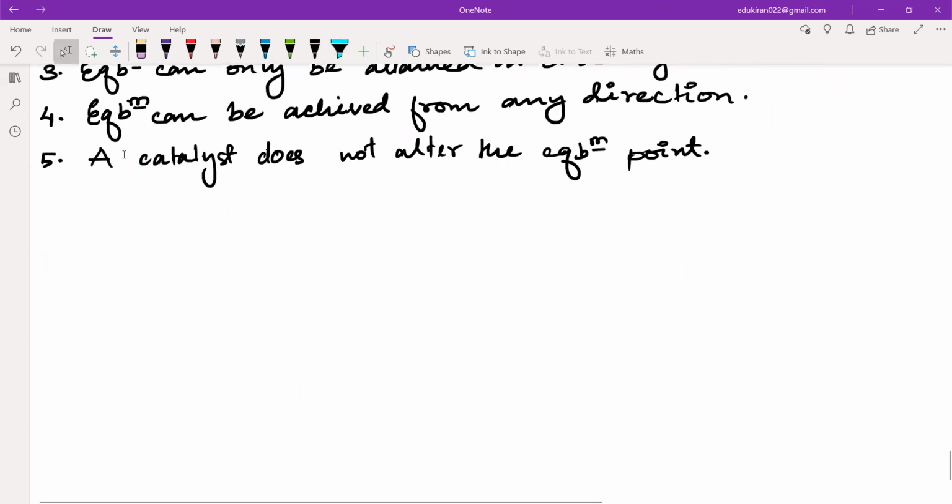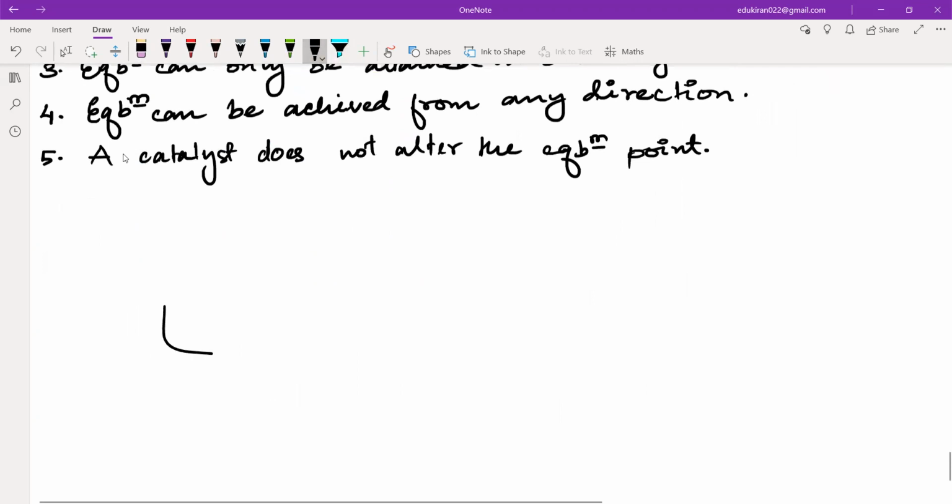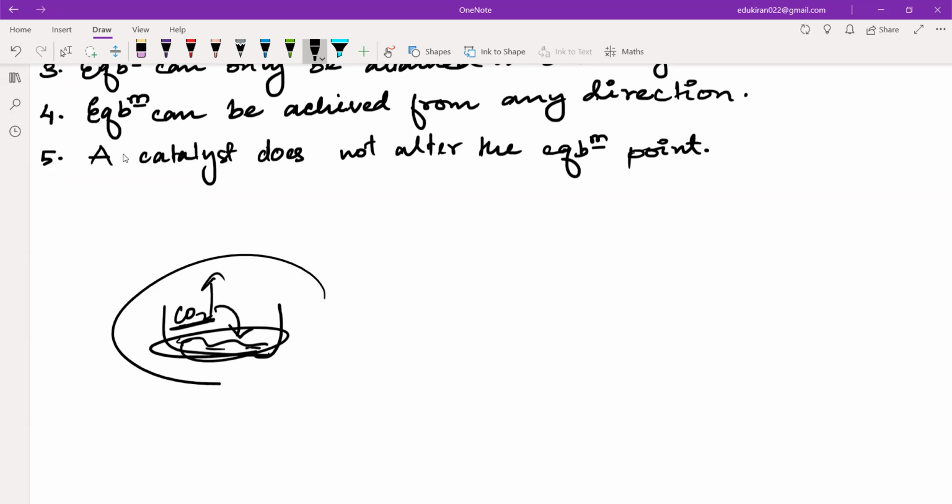Now, I need to explain this because, as I said, you have some reaction happening here, and there is some gaseous molecule CO2 that is produced, and it is evaporating. And it is going out in the atmosphere. Then obviously the CO2, which is acting as a product, cannot react with the substance that is present here. So we need to have a closed system in order to achieve equilibrium.